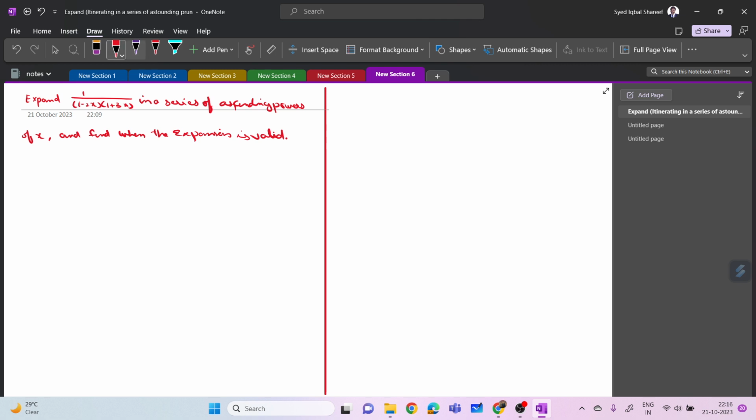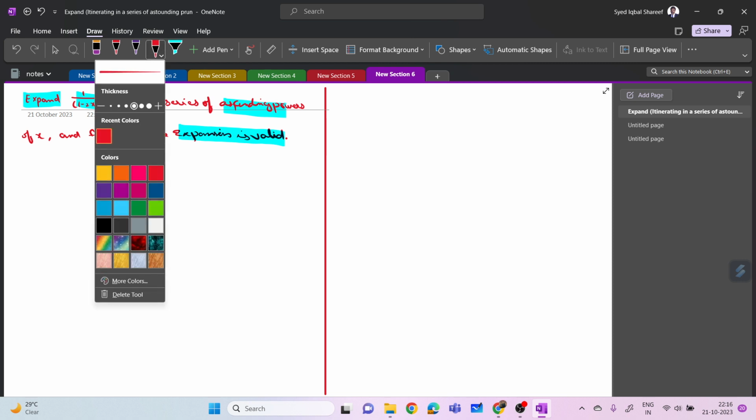Excuse me, class. Here we are doing three things. First, we are expanding in the ascending powers of x. Then we show that the expansion is valid or not. But to expand, first we have to reduce into partial fractions. Then the expansion formula will apply. So first we will go for partial fractions.